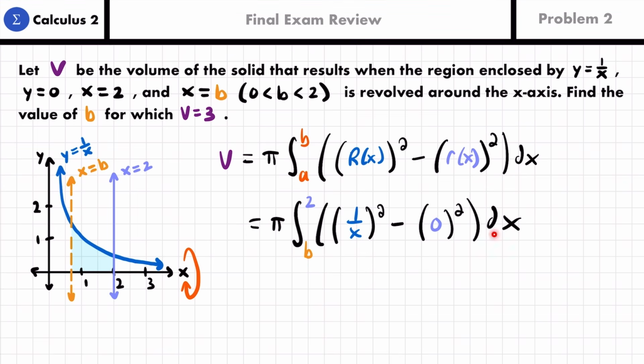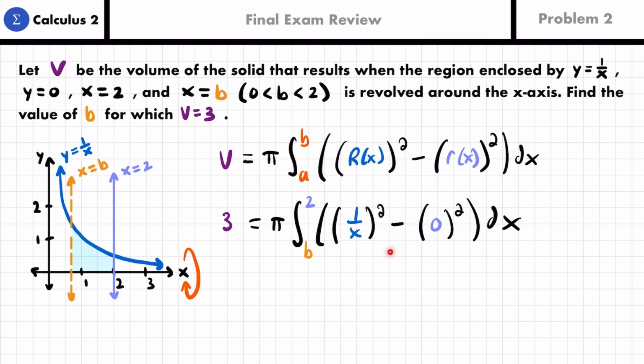This would be a fine setup if we were going to calculate the volume, but remember that in this specific problem, we have been given the volume and we want to solve for one of those bounds of integration. Okay, we want to know what the value of b is when the volume is 3. So we are going to set 3 equal to that integral. All right, and so that's our setup. Now we just need to work on evaluating the integral and getting it to a point where we can solve for b. So let's do that.